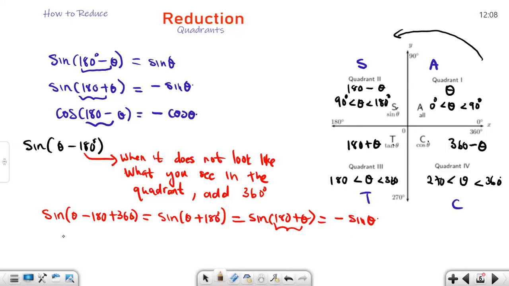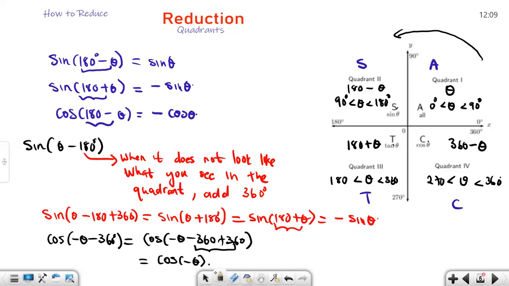If I have cos of minus theta minus 360, what do we do? Every time I see this, I have to add. As long as it doesn't look like what I know, I have to add 360. And minus and plus will go away, leaving me with cos of negative theta.